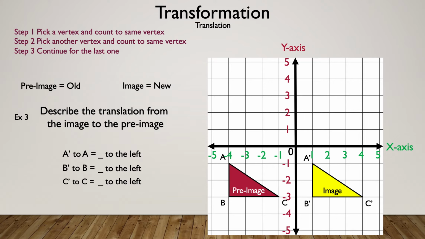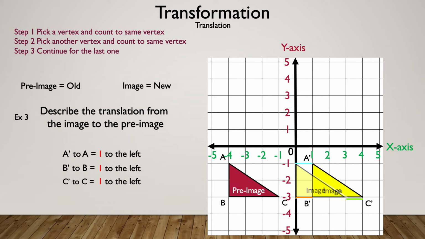Let's read the question to make sure we know what we're doing. Describe the translation from the image to the pre-image. This time we're doing it the other way. So we start with the image and we're going to the pre-image. Since the image is on the right and the pre-image is on the left, we need to go to the left. Okay, let's go ahead and highlight the whole triangle and move it 1 space to the left.